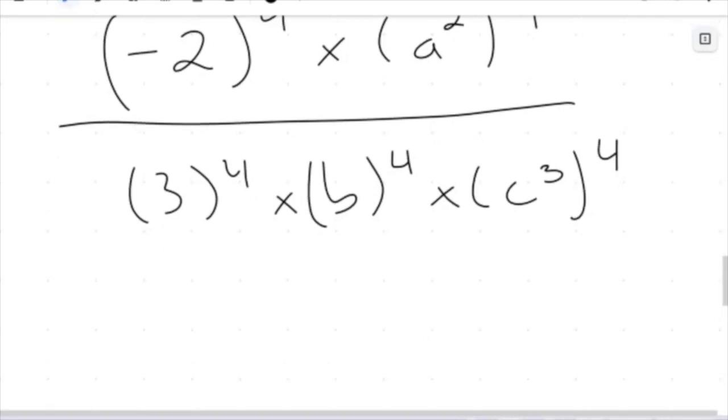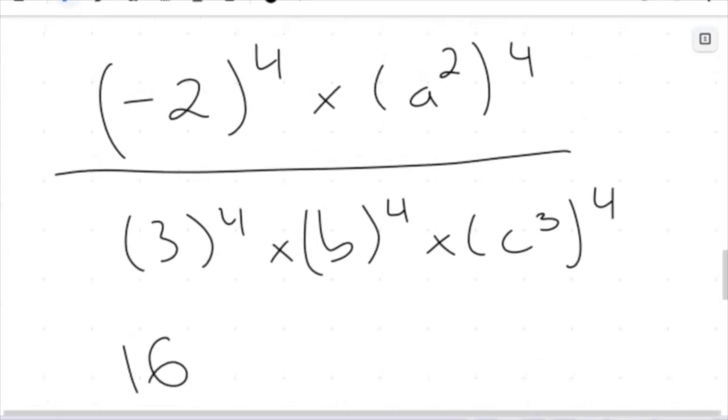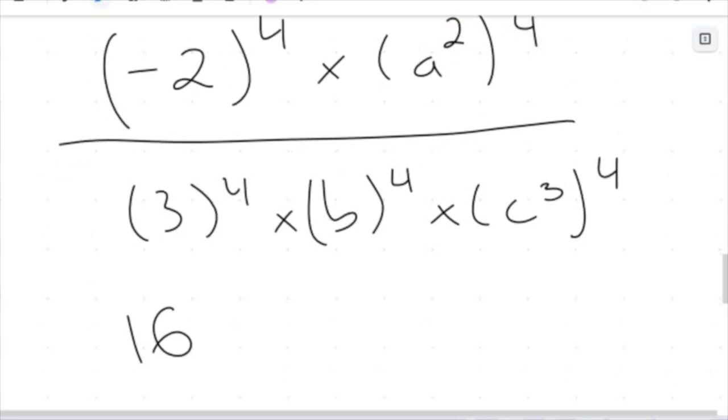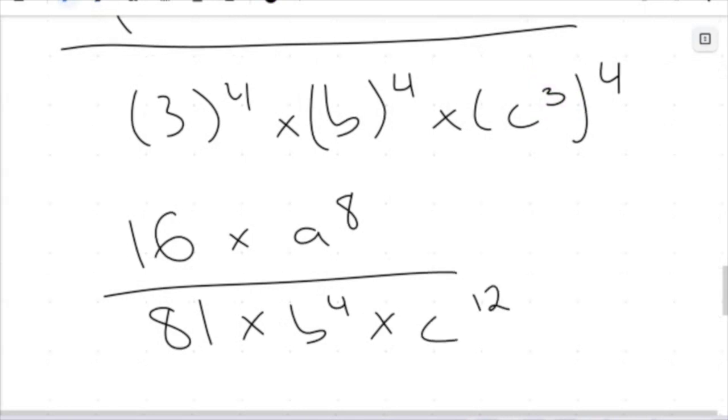So -2 to the power of 4, that's similar to what we encountered before. That gives us 16. And that's multiplied by a squared to the power of 4. So this is once again a product of a product. We've covered this before. So I'm just going to multiply these 2 powers together. So that gives me 16 times a to the power of 8 divided by 3 to the power of 4. We looked at that in the previous example as well. That gives me 81 multiplied by b to the power of 4. And that gets multiplied by c cubed to the power of 4. Once again, I'm going to multiply these 2 powers here, giving me c to the power of 12.